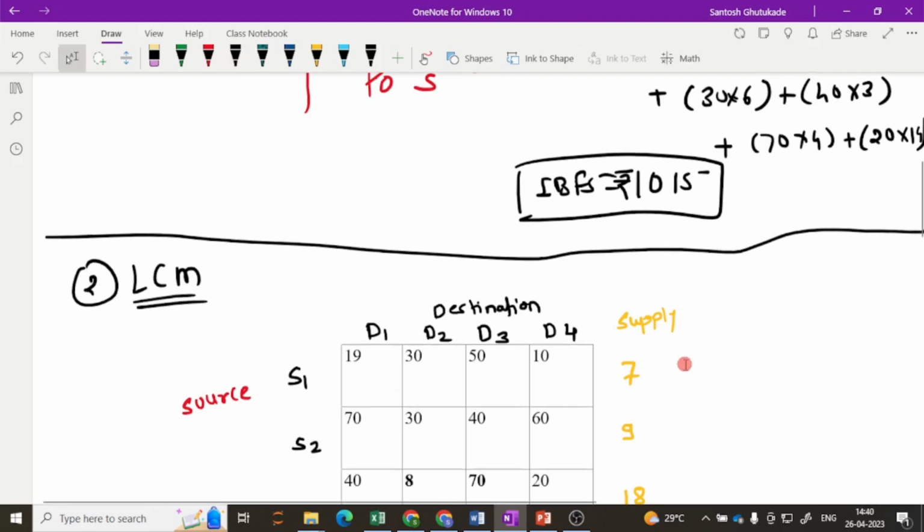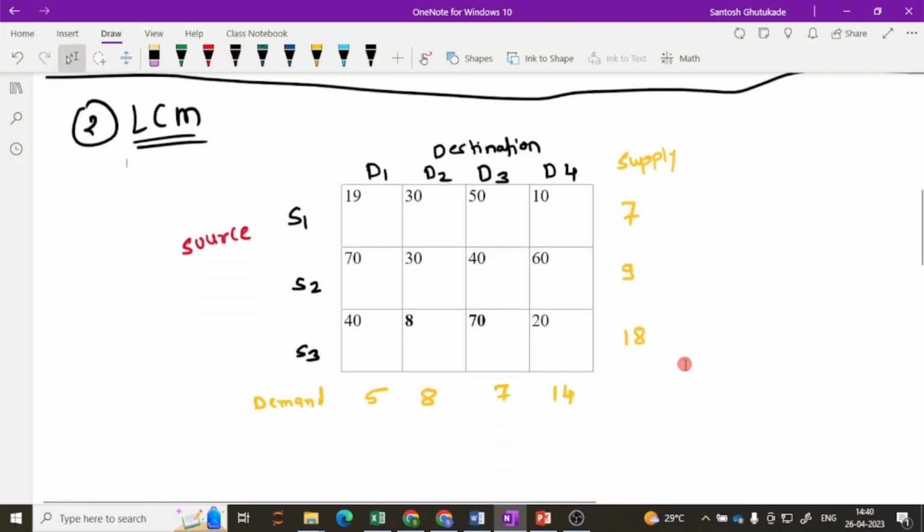So here in the least cost method, first we will give the allocation at the least cost from all the matrix. So we will check all the cost values in the matrix: 19, 30, 50, 10. From all these values, first we will give the allocation at the minimum cost. Here in this case the minimum cost is 8. So first we will give the allocation at this cost.